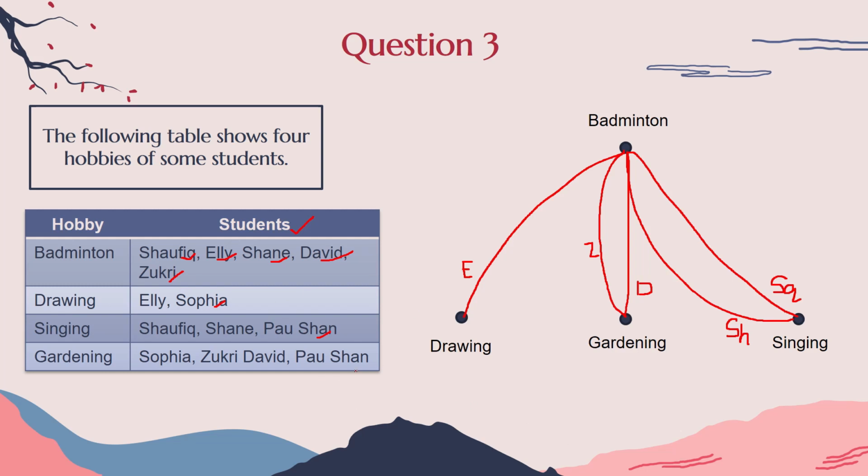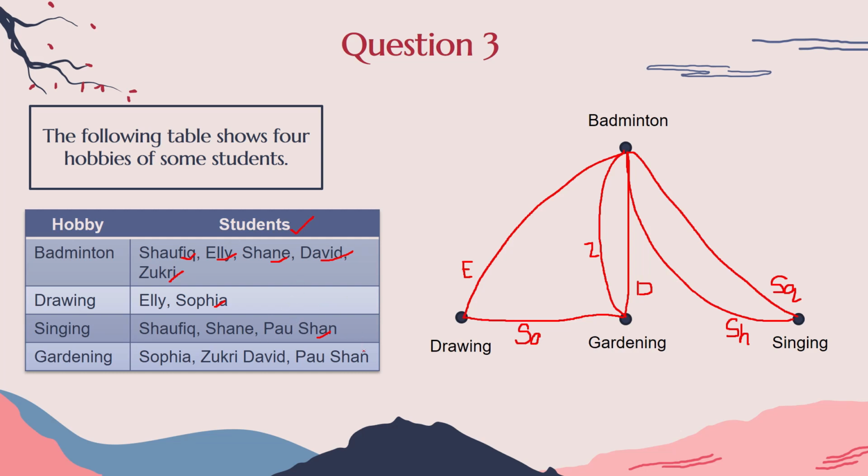Drawing and gardening. Then we draw an edge from this drawing and gardening, like this. Now I label it as S O. The last one is Pao Shan.